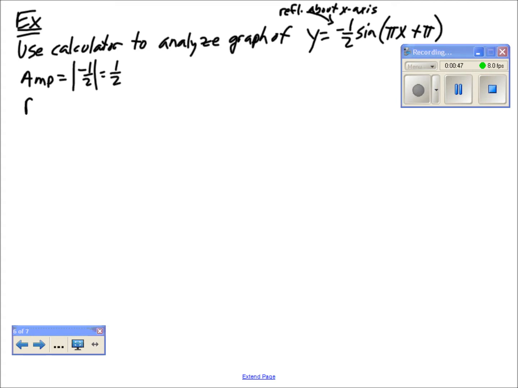Let's think about our period, 2 pi over b. How big is our period here? Our b term is that right there, pi. So we got 2 pi over pi, so our period here is just 2 units, okay?